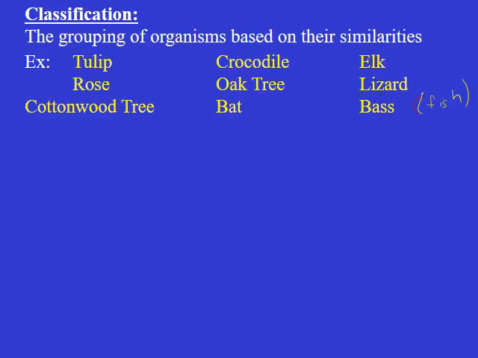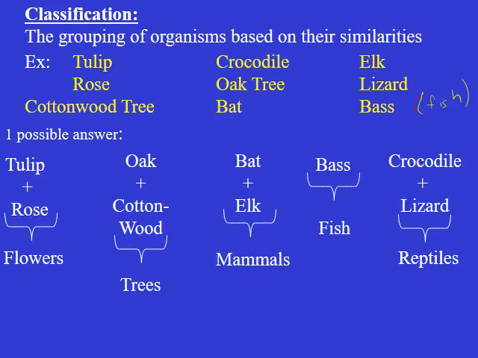And I'd like you to try and put them into as many different groups as you can, keeping at least two of them together if possible. So if you were to group these things, well, how could we do it? Well, one possible answer is, you could put the tulip and the rose together, because while they are other plants, these are the only flowers.